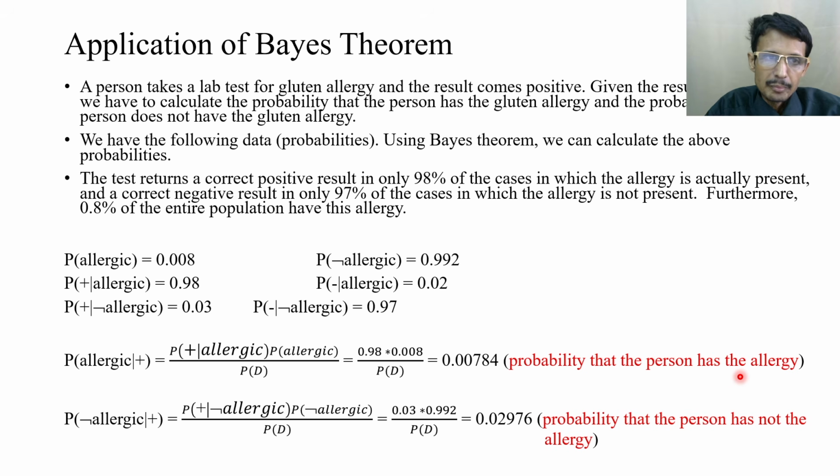Furthermore, 0.8% of the entire population has this allergy. So what is the probability of allergic? It is very less, 0.8%, that means 0.008. So what is the correct positive result? It is 98%. That is, positive given not allergic is 3%, because it has been given. And P of not allergic is 0.992.